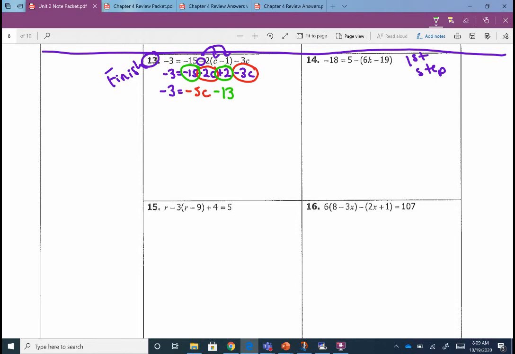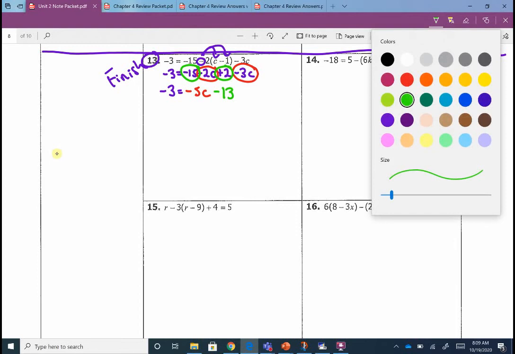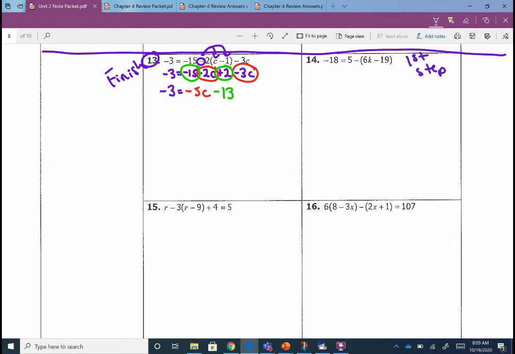All of you guys, I know the steps. But sometimes those signs, they kind of get lost in translation sometimes. That's what I've seen.